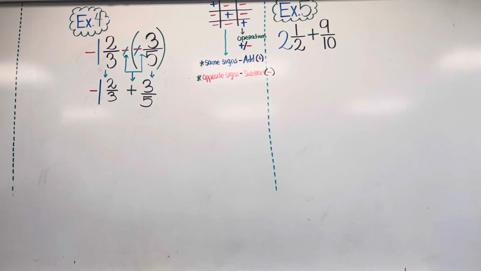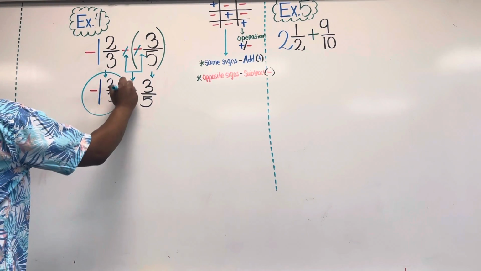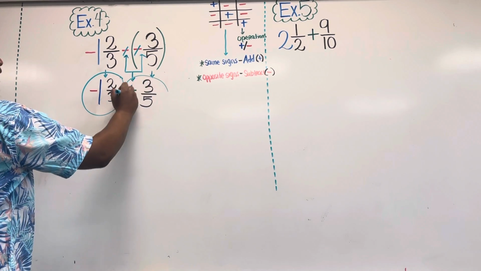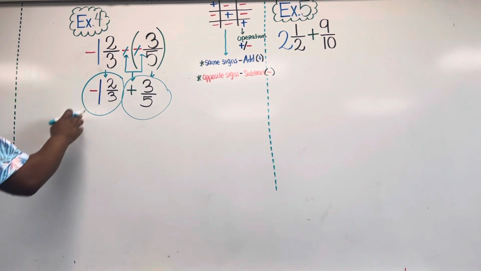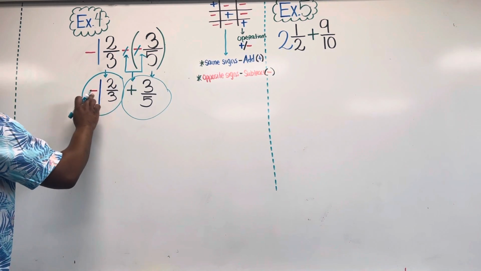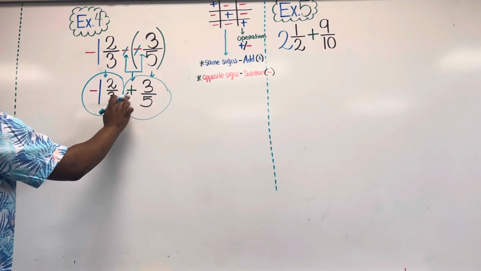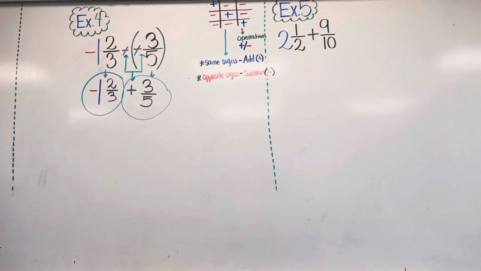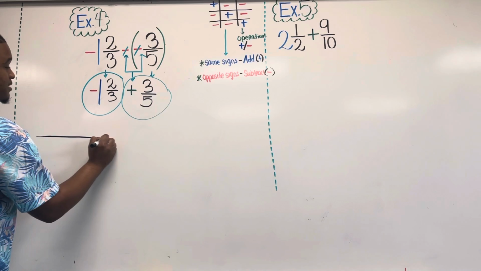Okay, so now the next thing we want to do, guys, is we want to circle each fraction with the sign that's in front of it, which will be now the sign that's associated with it. Of course, negative 1 2/3 already had the negative sign associated with it, so we know that's a negative. And 3/5, it had this plus sign in front of it, so we're going to combine it with the plus sign to make it positive. Okay, so I clearly see that I have a negative fraction and a positive fraction.